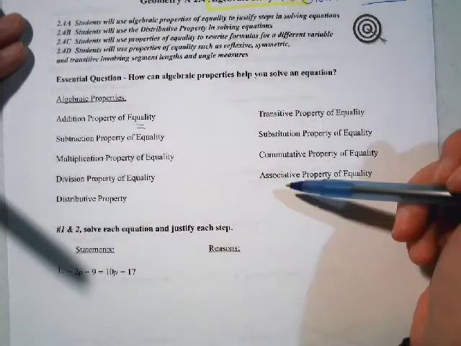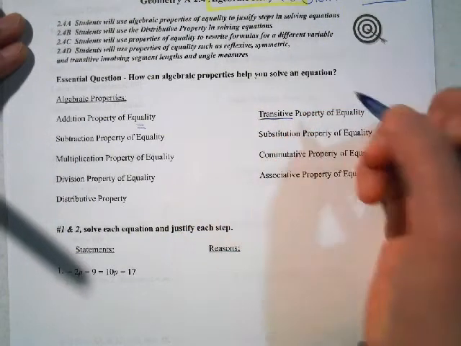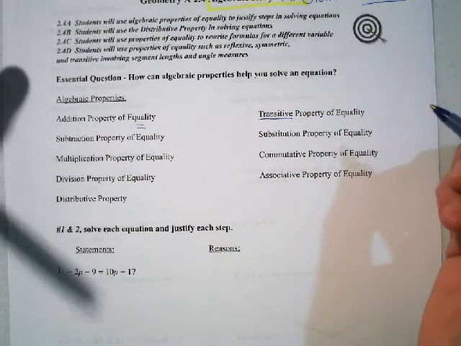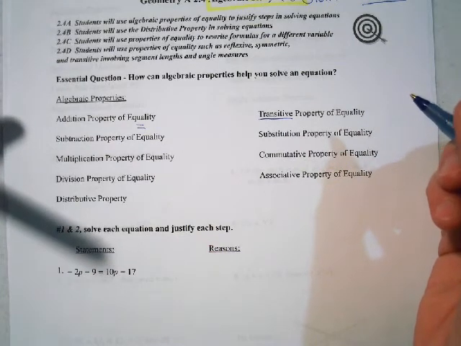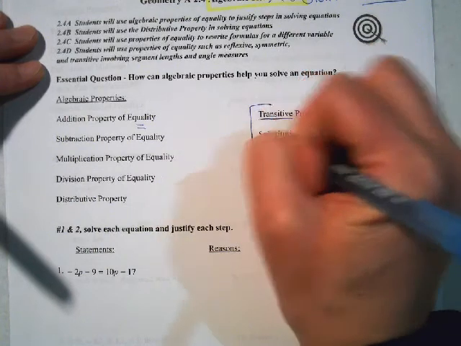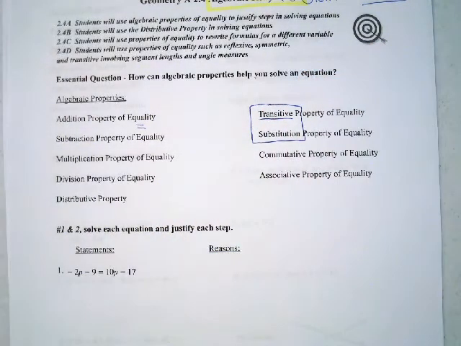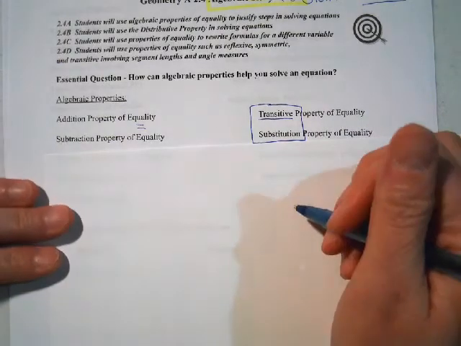So again, don't worry about it. Also, as you're glancing through this list, you probably recognize the majority of them, but you might not recognize transitive. Transitive is kind of a geometric property. I wouldn't worry too much about transitive. I guess what I want you to realize, though, is transitive and substitution are practically the same property.